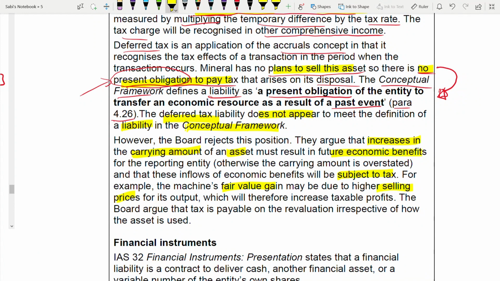So they argue that, no, they say the tax is payable on this revaluation, irrespective of how the asset is used. It does not matter whether you are selling the asset or keeping the asset, you have to pay the tax. This is how they are justifying it.